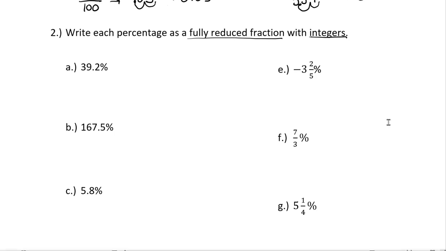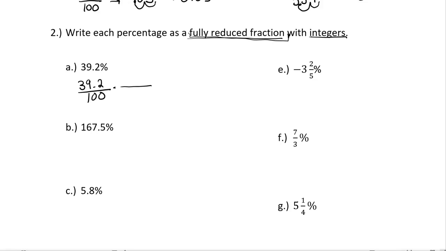We are once again needing to get rid of our percent sign. So as before, the first step is to write 39 2/10 over 100. Now, instead of converting this to a decimal, we are creating a fully reduced fraction with integers. Notice we have a decimal in the numerator. That means we have to follow that process that we've talked about before for getting rid of decimals. And that is, what do you multiply by to turn both the numerator and the denominator into whole numbers?